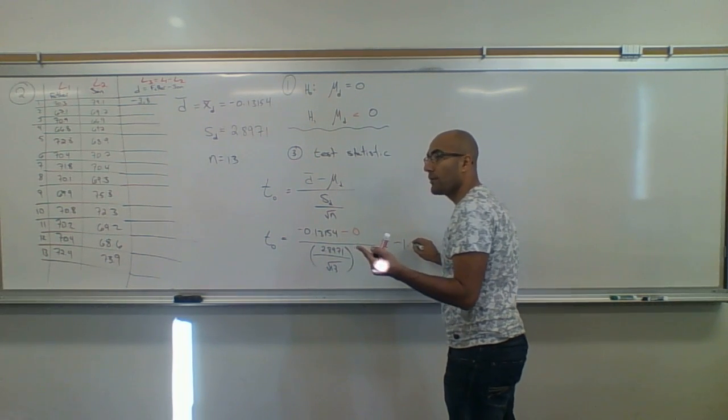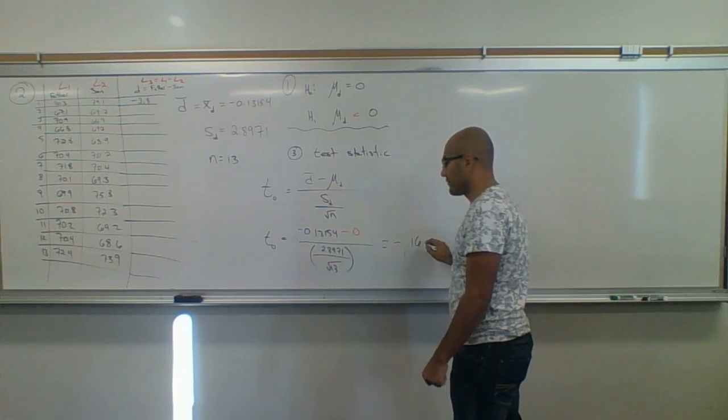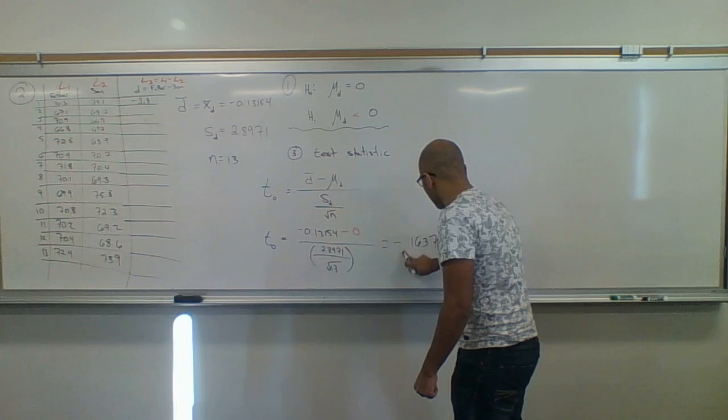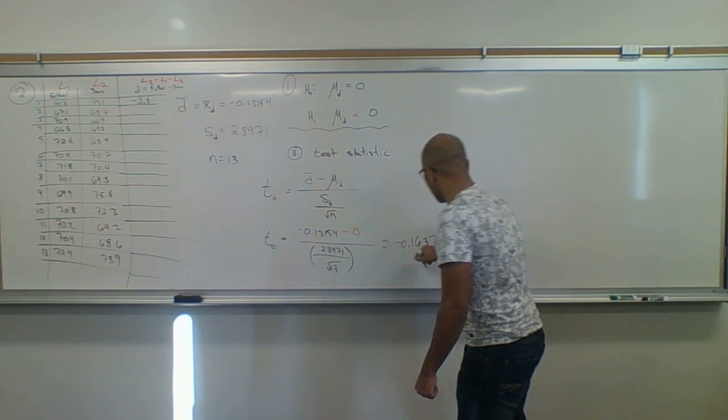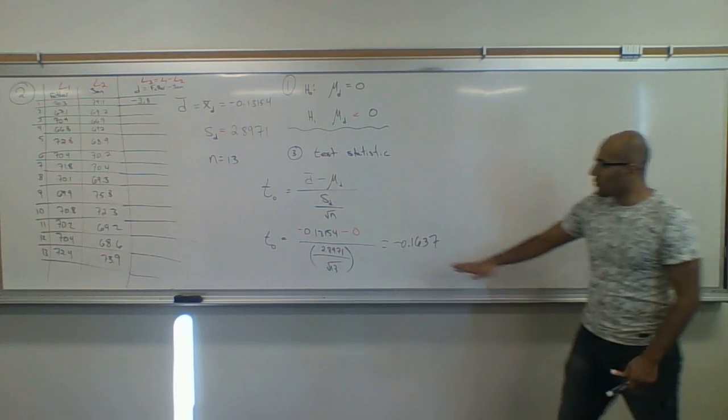Negative 0.1637. Okay, so negative 0.1637. Yes, everybody else got that? Okay, so what does that mean?